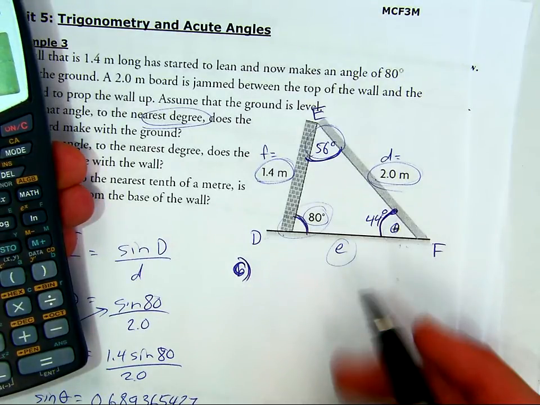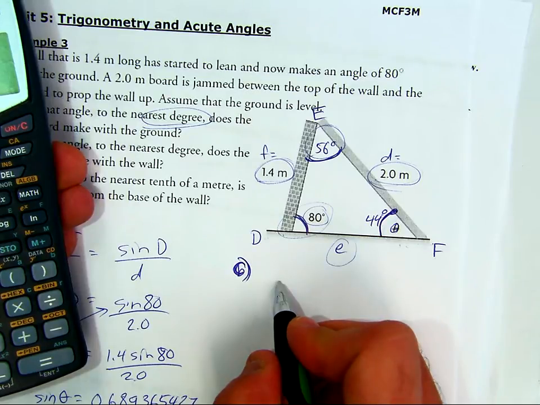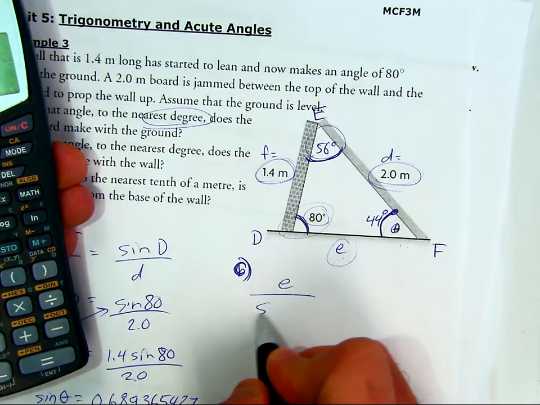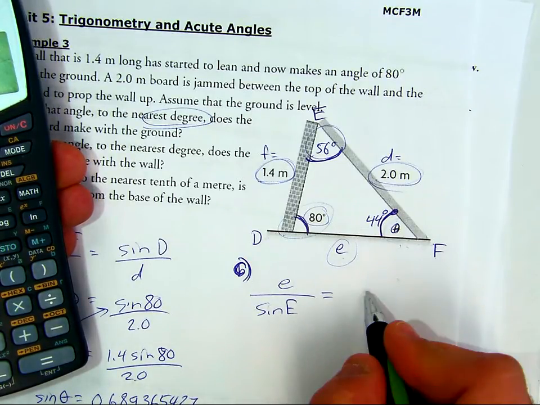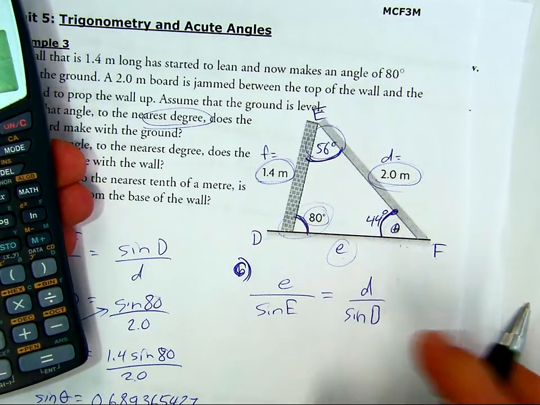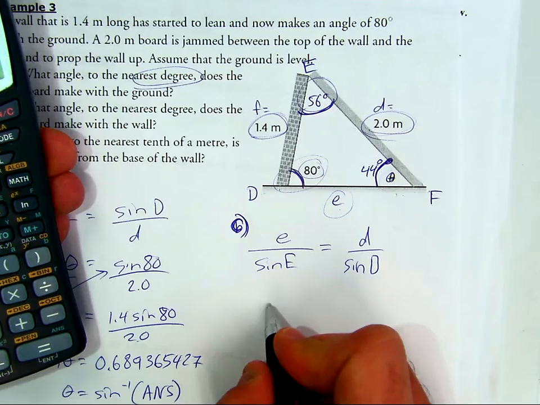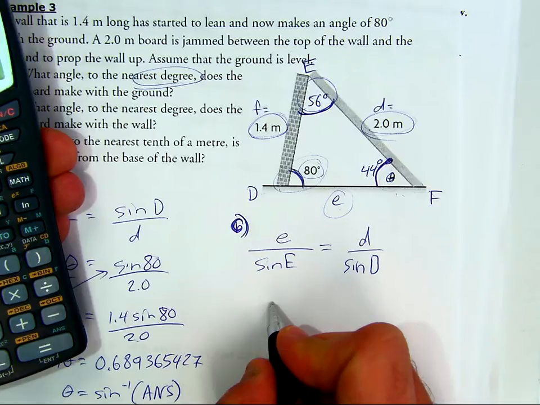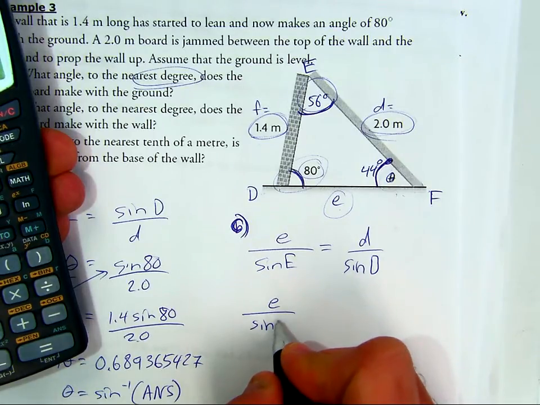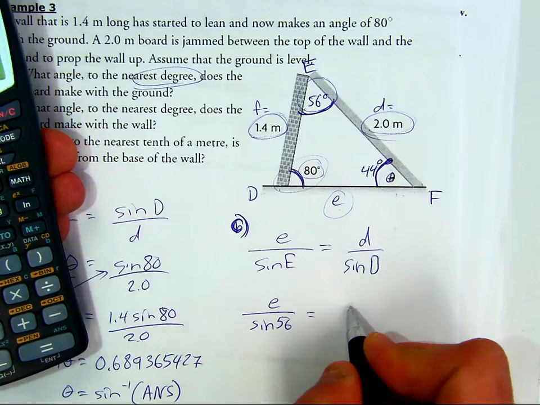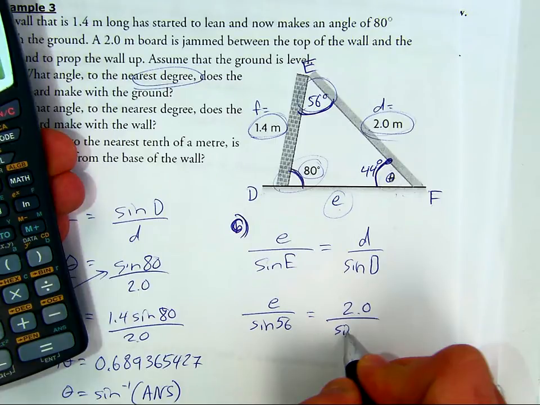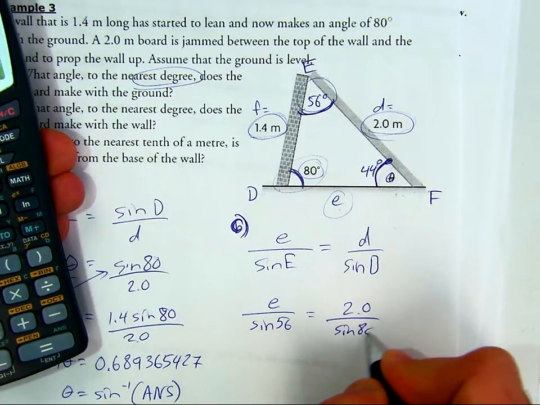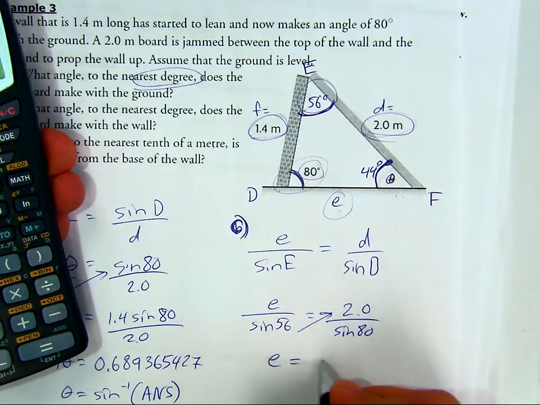Obviously, you need to find little e, so you're going to definitely have this fraction, and you can have any of the other ones. It doesn't matter if you use D or F, but I will use D, so little d all over sine of big D. Okay? So if you continue this, this is going to be little e, which we don't know, all over sine of big E, which is 56, is equal to little d, which is 2.0, all over sine of big D, which is 80. Cross multiply this, I get e is equal to 2.0 sine of 56 degrees divided by sine of 80. So little e, it asks us to round to the nearest tenth.